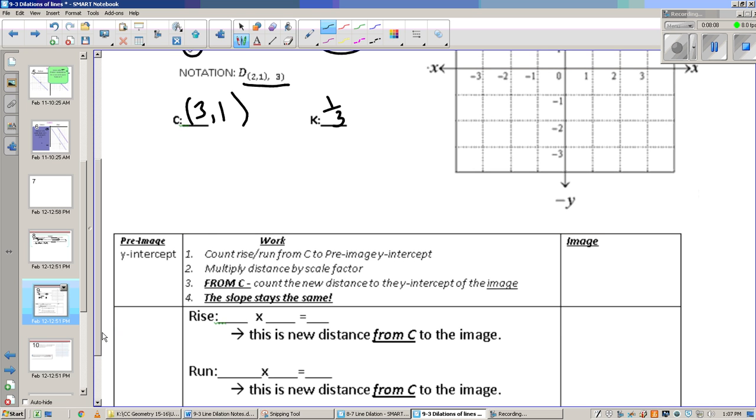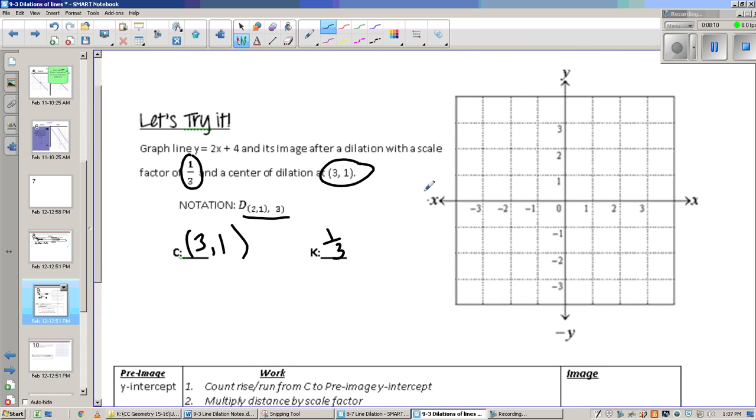Now I first want to plot the center. The center is (3, 1), which is going to be right here. Here's my center. Now we really want to focus on where a point is going to be on the pre-image and the image. The first thing I want to do is graph my line, so I want to take a look at the pre-image. The pre-image is y equals 2x plus 4. So 4 is the y-intercept, and the slope is 2.